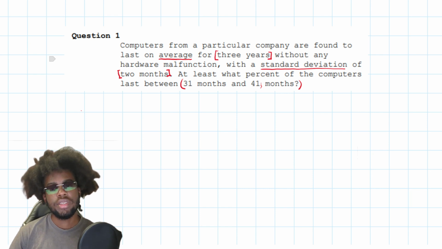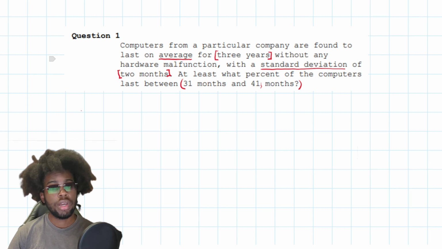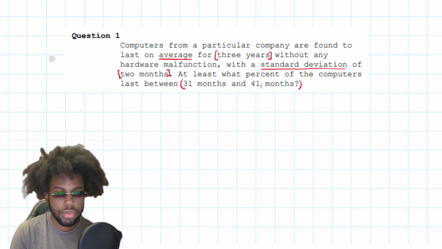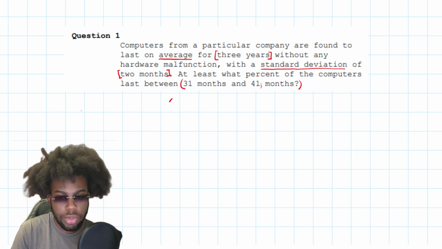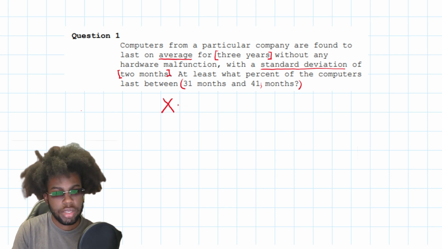The question is essentially asking what is the probability that any computer chosen at random from the computers that this company makes will last between 31 and 41 months. So immediately we know that we are attempting to model some random variable. Let's call it large X.